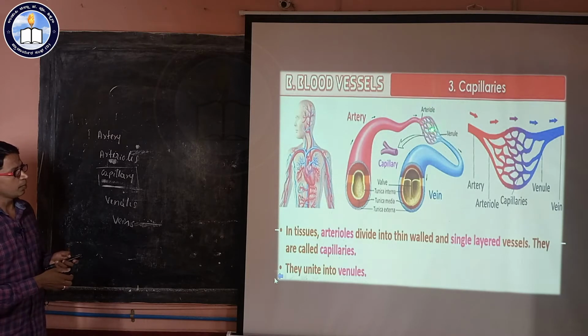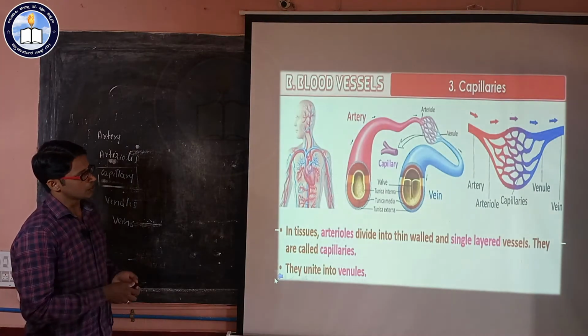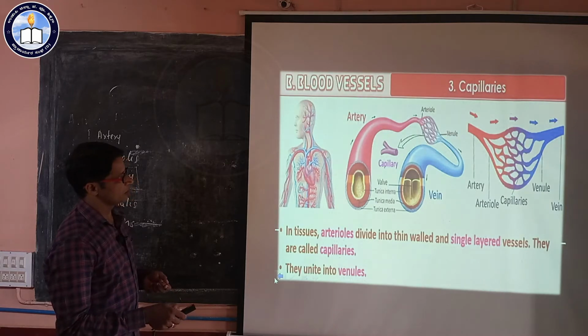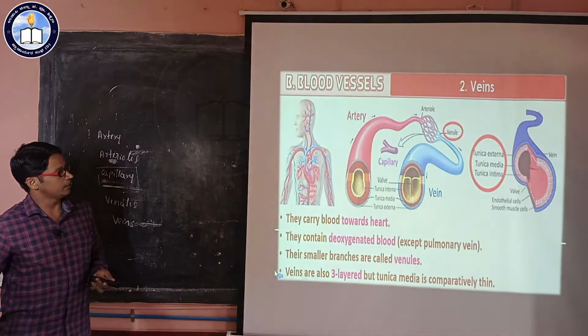Arteriole, capillary, venules and the veins. So this is about the capillaries. Here we can see this vessel-like structure. It is made up of a single layer and these are thin walled in nature.